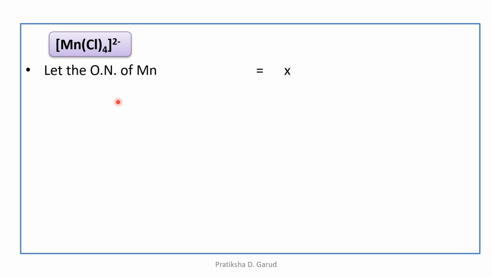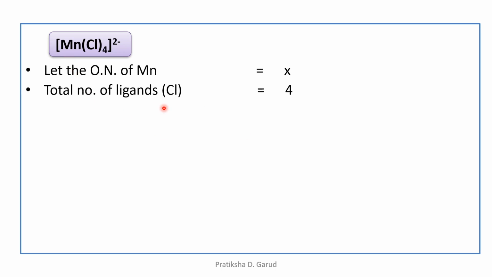Third example is MnCl4 2-. Which is the central metal atom? The central metal atom is the manganese, Mn. Mn is the central metal atom or the ion for which we have to find out the oxidation number or the state. So let the oxidation number of Mn be X.